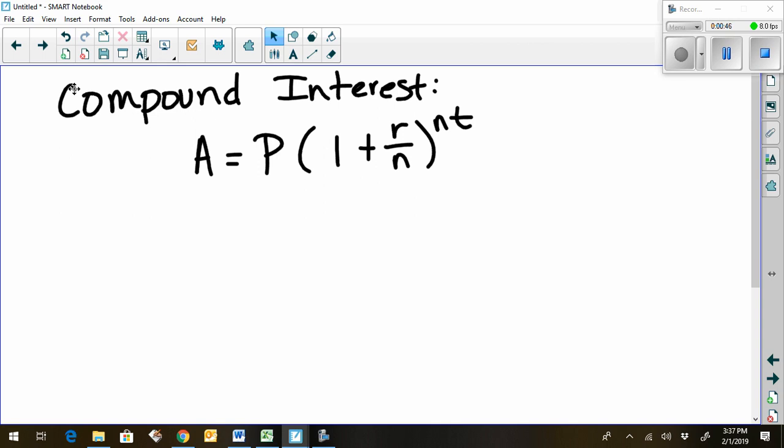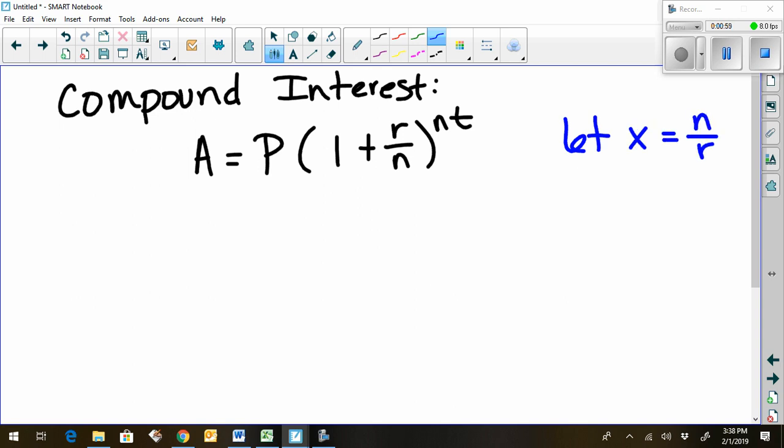So we're going to use a little algebra to help manipulate this equation. So I'm going to say let x equal n over r. Now I'm just going to use x as a way to substitute, and this will help me to solve. So x equals n over r. Now I can use a little algebra to manipulate this. So one thing I could do is multiply both sides by r. So I can say x times r equals n.